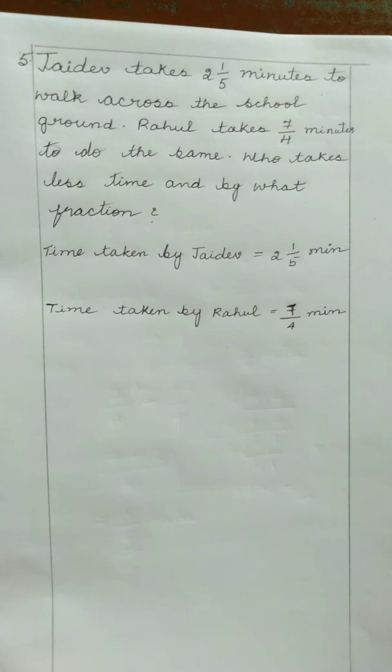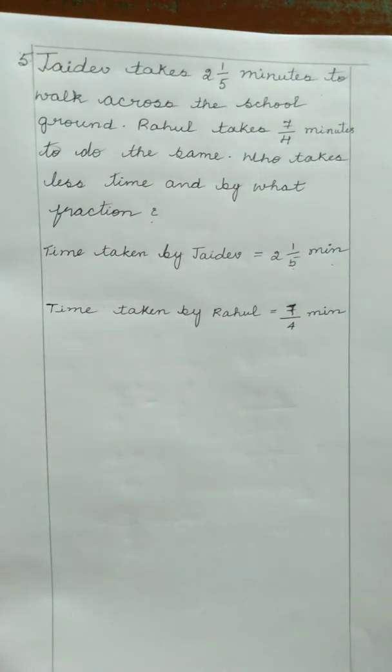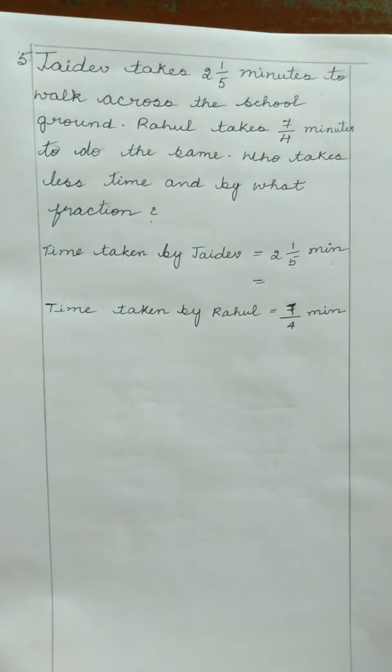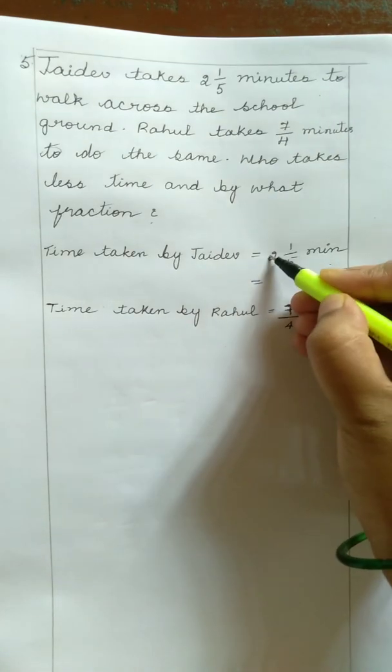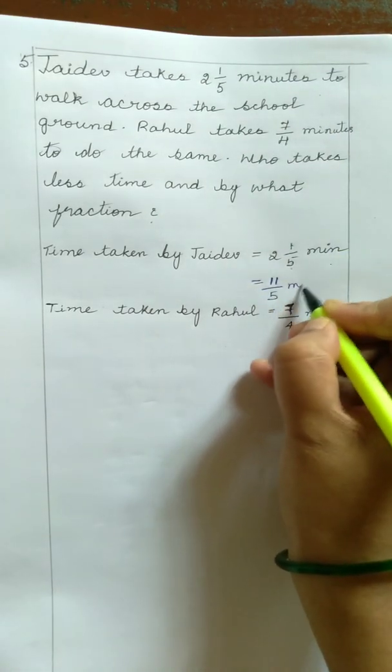Jaidev takes 1 2/5 minutes to walk across the school ground. Rahul takes 7 by 4 minutes to do the same. Who takes less time and by what fraction? First, let us write time taken by Jaidev to walk across the school ground will be equal to 1 2/5 minute. From this, we observe that it is a mixed fraction. Now we have to convert it into improper fraction. Therefore, 5 2s are 10. 10 plus 1 will be equal to 11 by 5 minute.